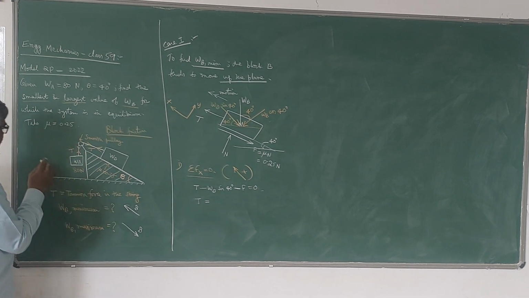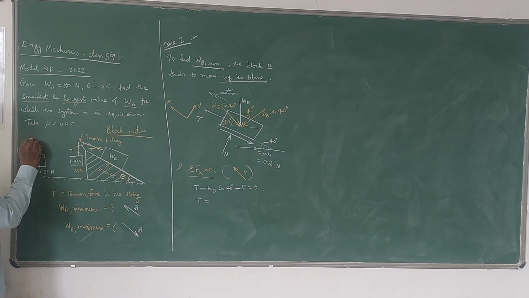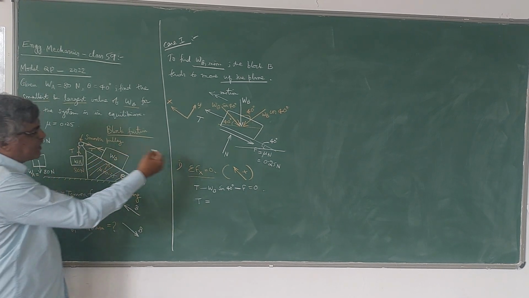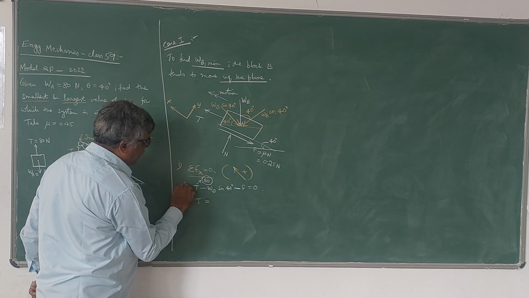Suppose you consider the free body diagram of block A, that is the weight, 80 Newton is the weight here. Whatever 80 Newton weight is acting here, the same thing will be the tension here, because it will be in equilibrium. Whatever WA is, the same value of tension force will be there. That means here T is known. So this T is 80.